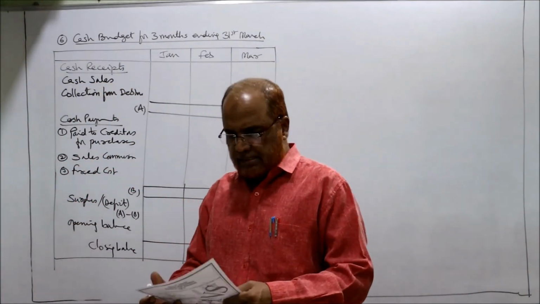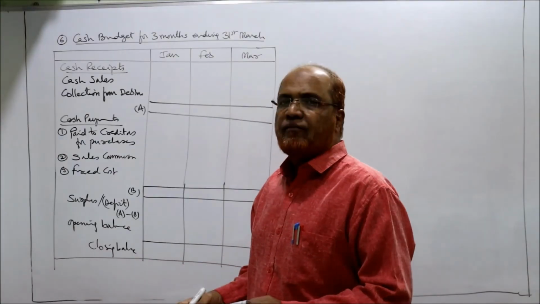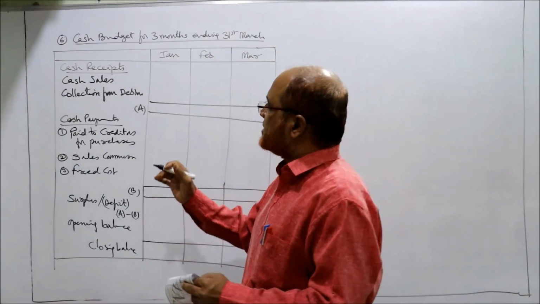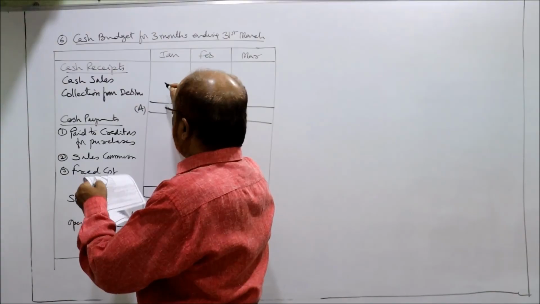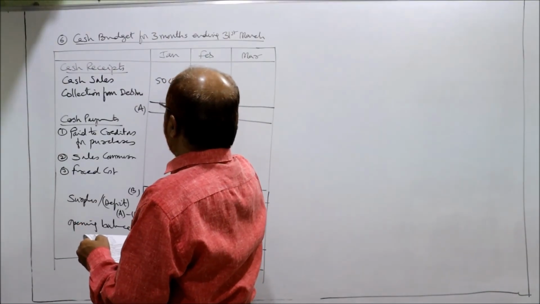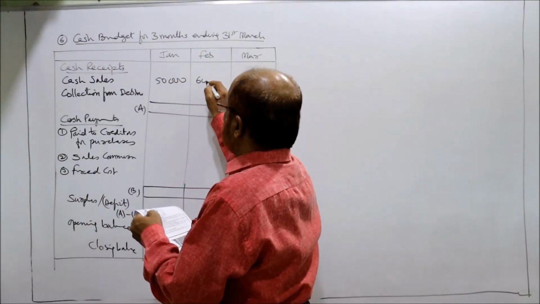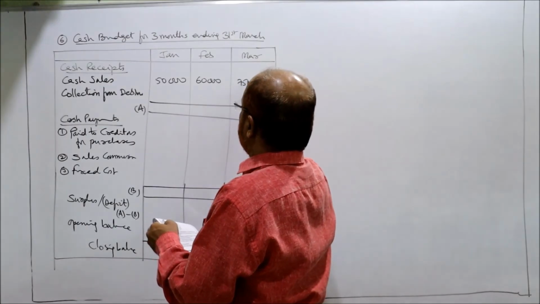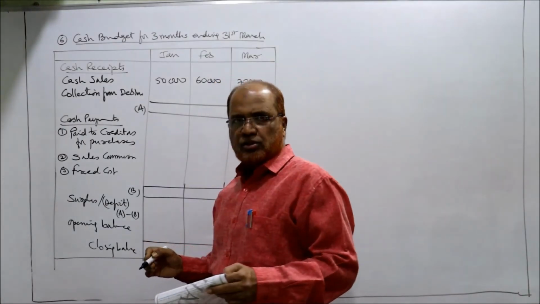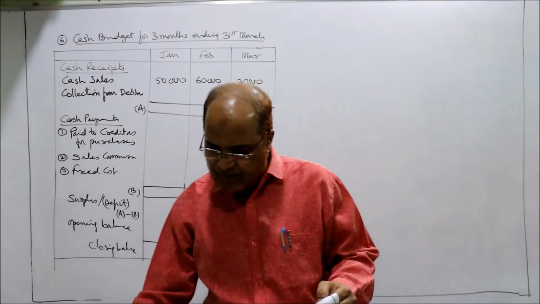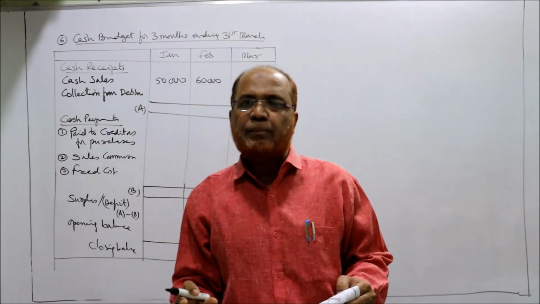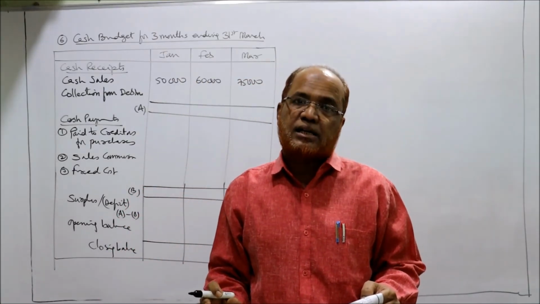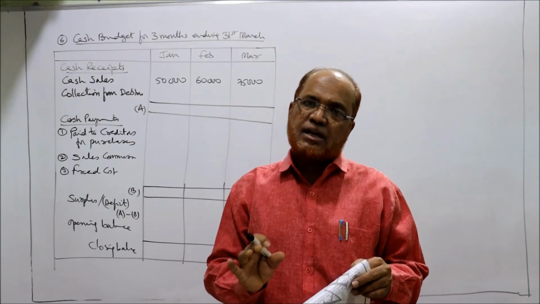First of all, the total sales. Total sales are 1 lakh. 1 lakh में से 50% are cash sales. So we take 50,000. January, February, March: 50,000, 60,000, 75,000. 50% sales are cash sales. Remaining 50% are credit sales.